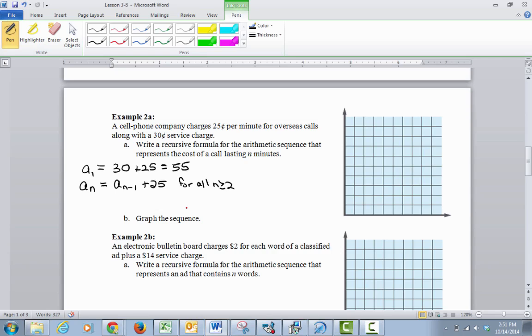Now, my next question for you is if I wanted to write this as an explicit formula, what would I do? You would put 25 times x plus 30. Yes, 25 times x, that's my change. Well, actually, we're going to do n because we're working with n's. So 25 times n plus, what was the number we had to start with altogether? 30. So this is my explicit formula. And this is my recursive formula.